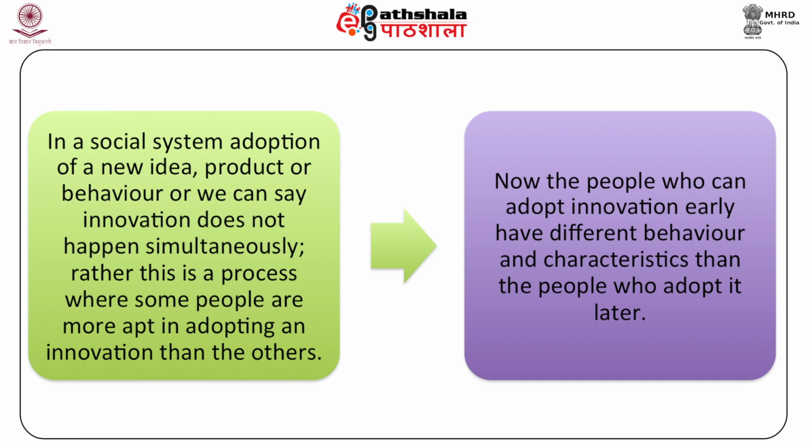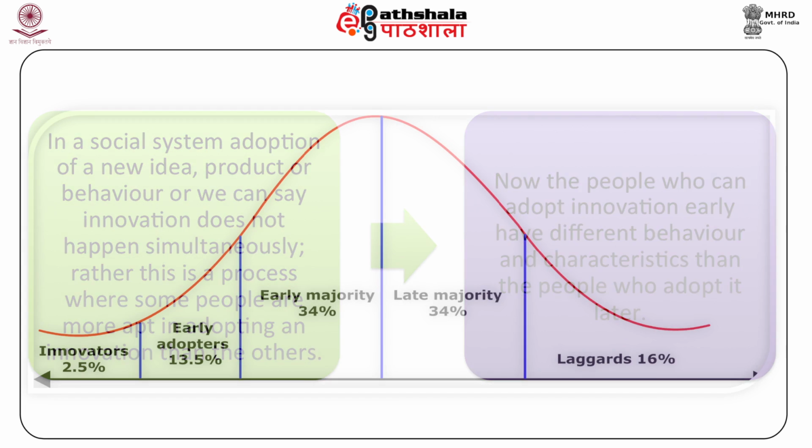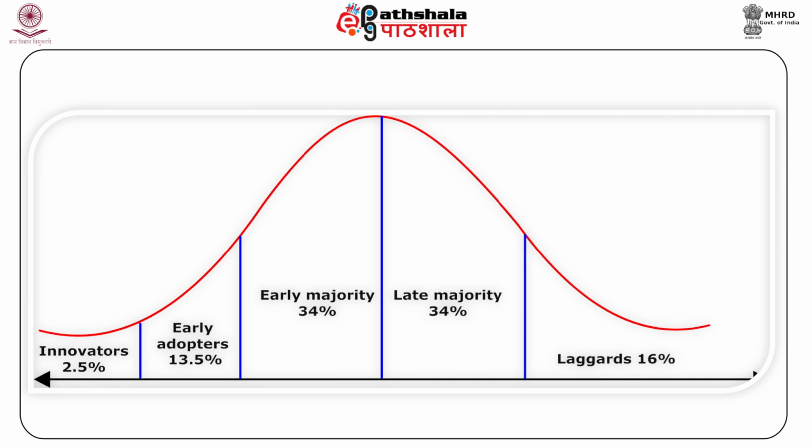In a social system, adoption of a new idea, product or behavior, or we can say the innovation process, some people are more apt in adopting an innovation than others. Now, the people who adopt innovation early have different behavior and characteristics than the people who adopt it later. To promote innovation in the target market, it is necessary to know the characteristics of the target population, because marketers use different strategies for the different categories of adopters. There are 5 adopter categories, while the majority of the population fall in the middle categories.